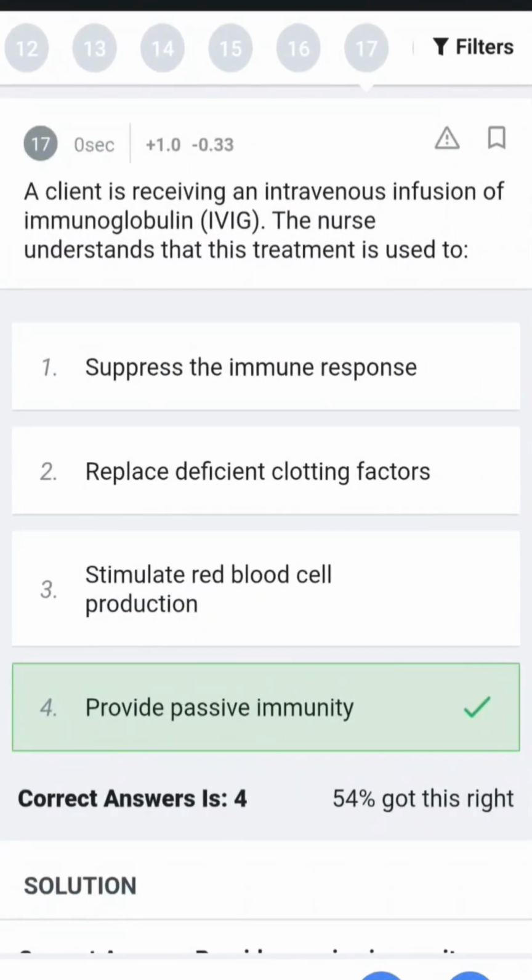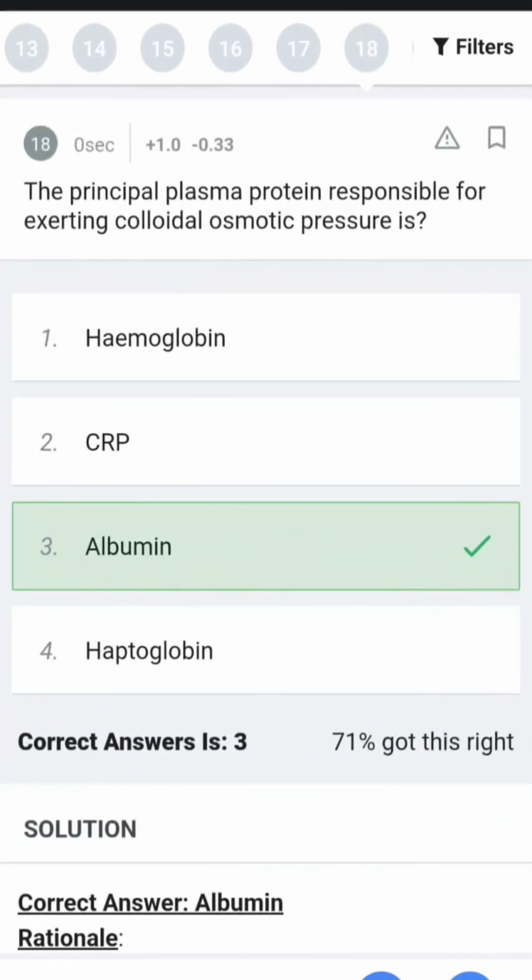Question number 17. A client is receiving an intravenous infusion of immunoglobulin, IVIG. The nurse understands that this treatment is used to. Correct answer is provide passive immunity. Question number 18. The principal plasma protein responsible for exerting colloidal osmotic pressure is. Correct answer is albumin.